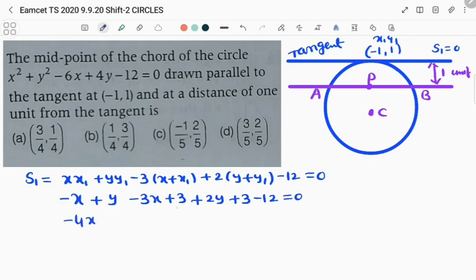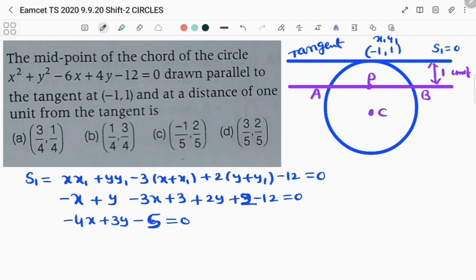So minus 4x plus 3y, 6 minus 12, so 3 plus 3, 6 minus 12 is minus 6. So the tangent equation is, once again check that. x square is x1 plus minus 3 into x plus x1, x1 value minus 1, the point is minus 1, right? 2 into y plus y1, that is 1. 2 plus 1, sorry dear students, so 2 plus 1 is 3. 3 plus 2, 7, 7 minus 12, so minus 5.